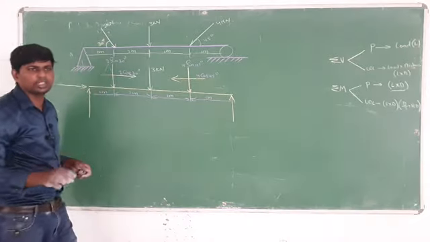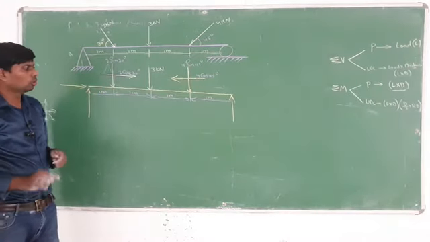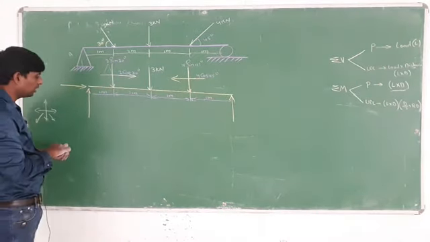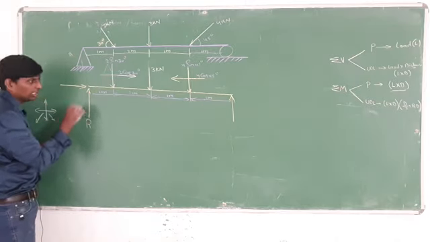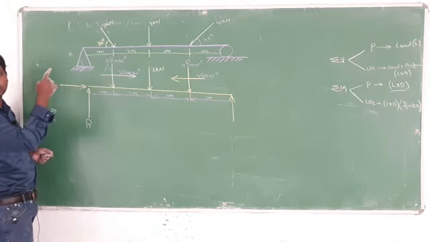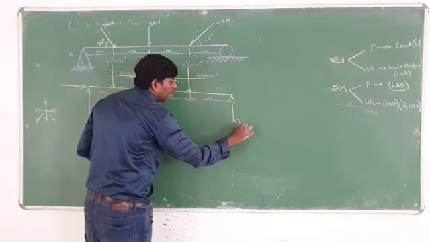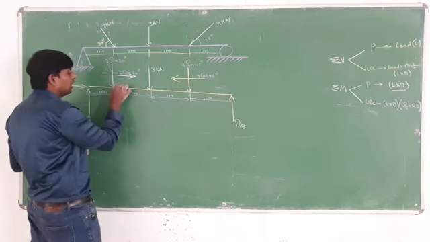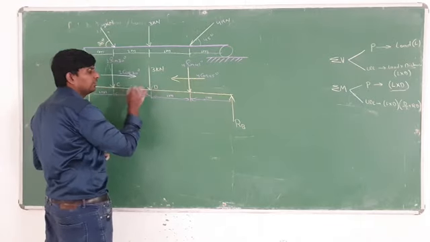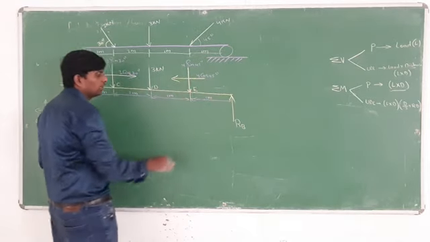Always vertical should be sine and horizontal should be cos. Remember this. After that, this one you take as A. Here indications are not given in your starting question. So this one you can take as RA, this one you can take as RB, and this point you can take as C, this point as D, and this point as E.